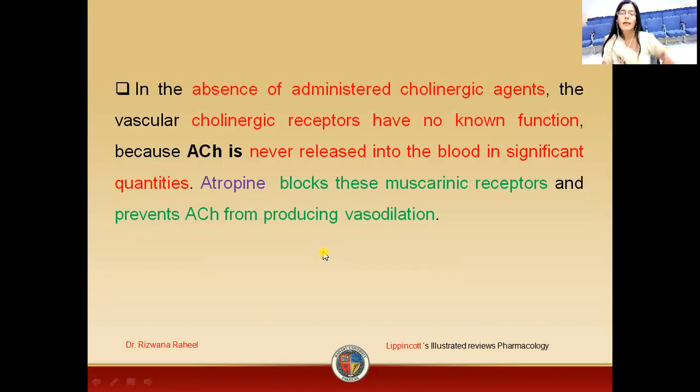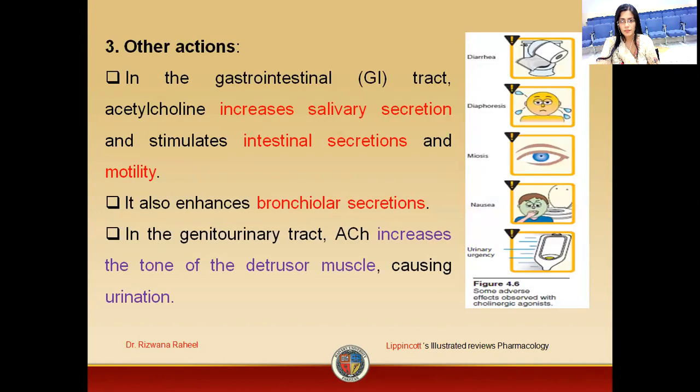So, in the absence of exogenous acetylcholine, there is no profound effect of acetylcholine in the body except for the normal homeostasis, except for the normal physiology. We have another drug, that is atropine, which is a muscarinic receptor blocker. It has the ability to oppose the effects of acetylcholine. It opposes acetylcholine from producing its effect on different effector organs.